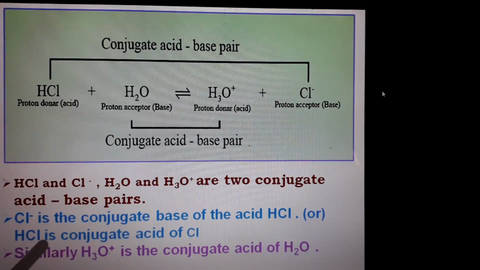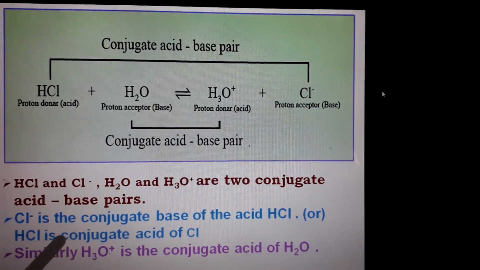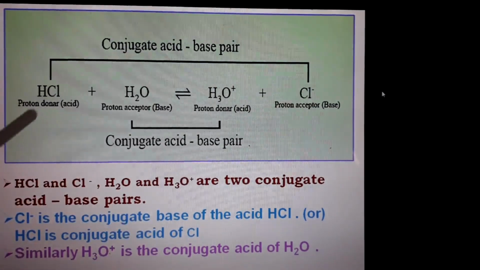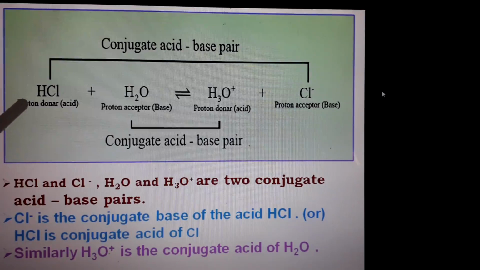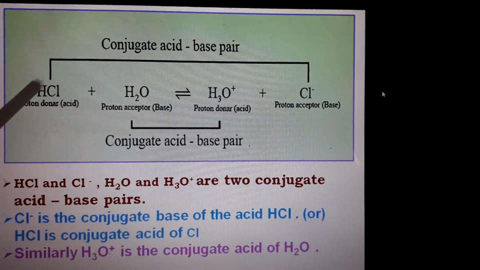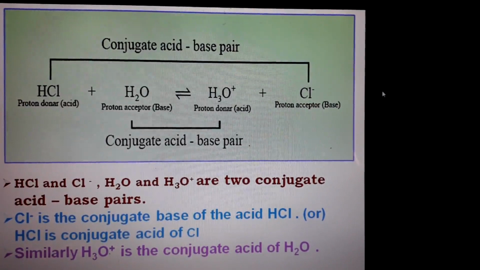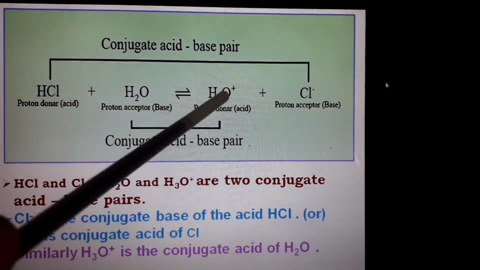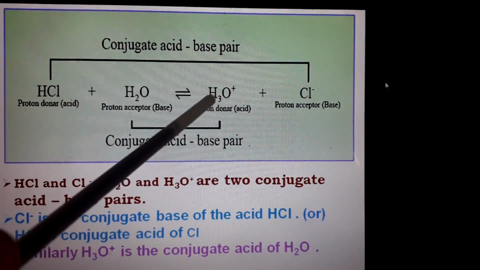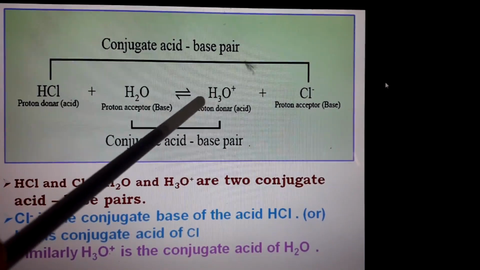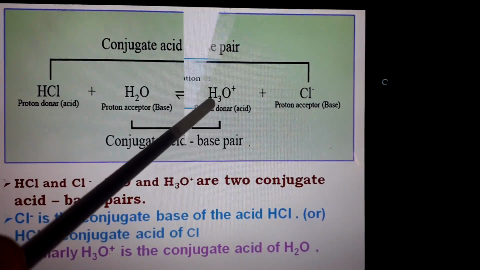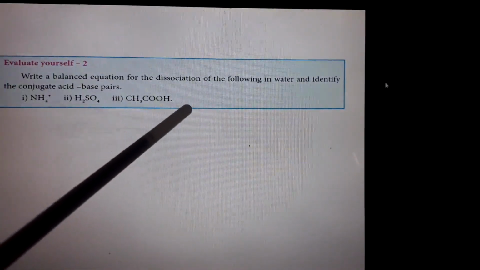Cl minus is the conjugate base of the acid HCl, or HCl is the conjugate acid of Cl minus. You see that this is the conjugate acid, this is the conjugate base. Similarly, H3O plus is the conjugate acid of H2O. H2O is the base, and H3O plus is the conjugate acid. Okay? Evaluation.